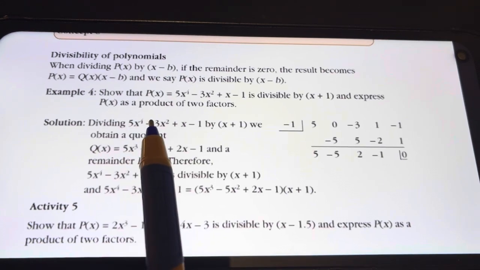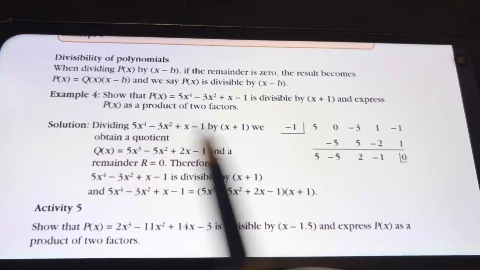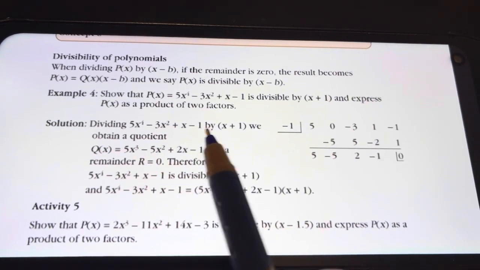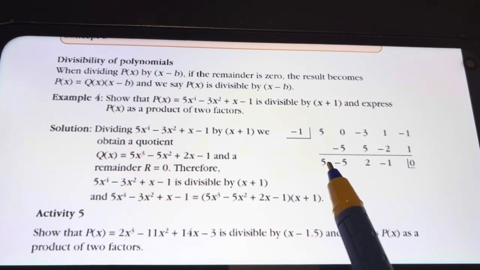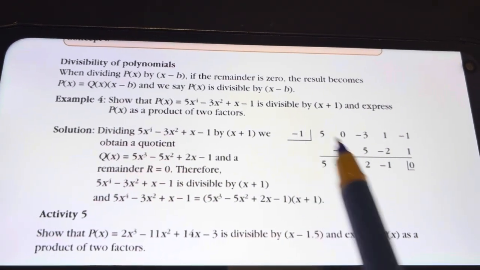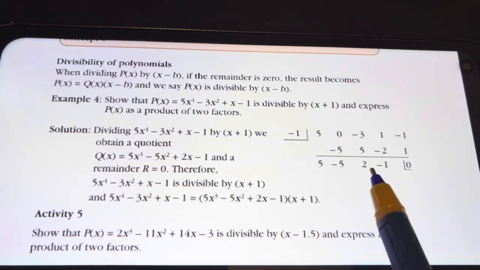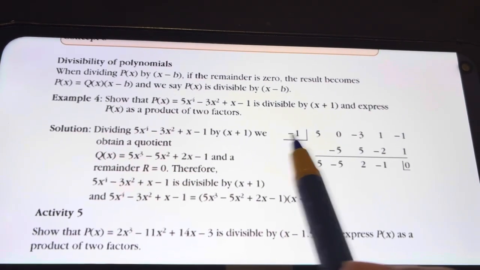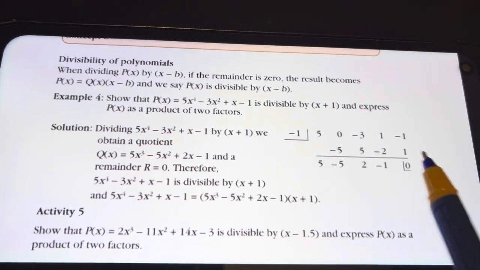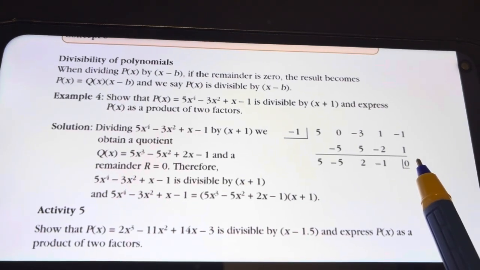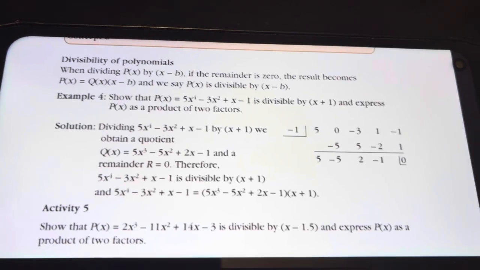So again, here I'll put 5 and then 0 for x cube, and then minus 3 for x squared, 1 for x, and minus 1 for the constant. 5, then you put the 5 down. 5 times 1 minus 1 is minus 5, plus 0 is minus 5, times minus 1 is 5, minus 3 is 2. 2 times minus 1 is minus 2, plus 1 is minus 1. Minus 1 times minus 1 is 1, minus 1, 0. So here you have a remainder 0. So this equation is divisible by this.